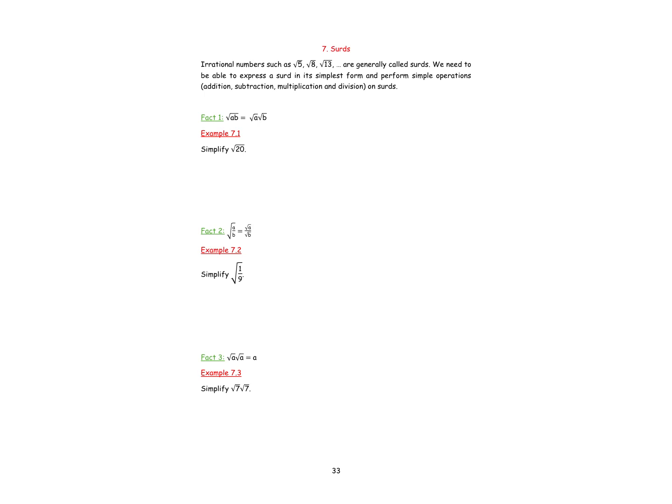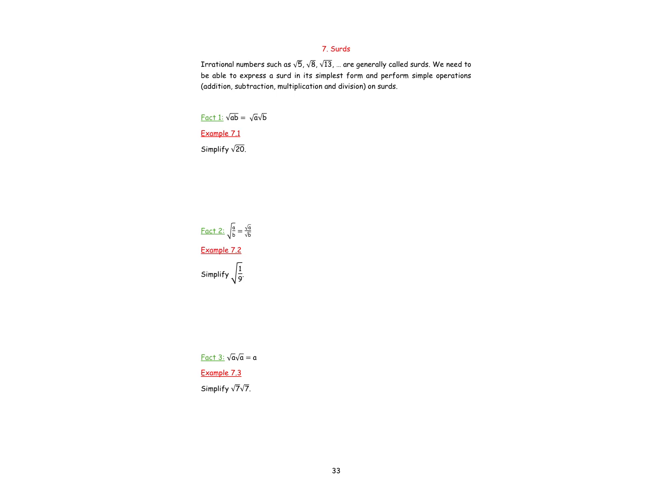This video is the next video in the algebra set of videos, and in particular in this video we're going to focus on surds. Irrational numbers such as square root 5, square root 8 or square root 13 are generally called surds. In the Junior Cert ordinary level, you need to be able to express a surd in its simplest form and perform simple operations such as addition, subtraction, multiplication and division on surds.